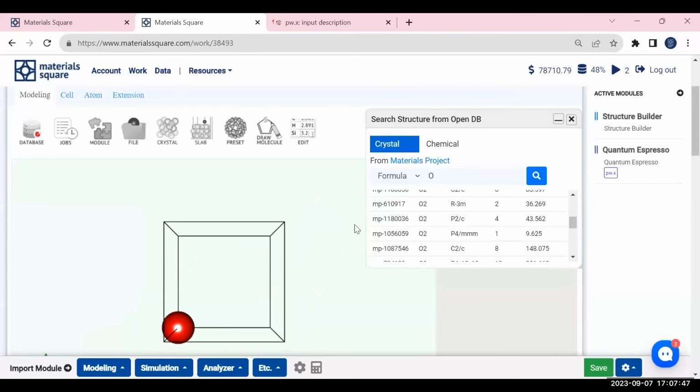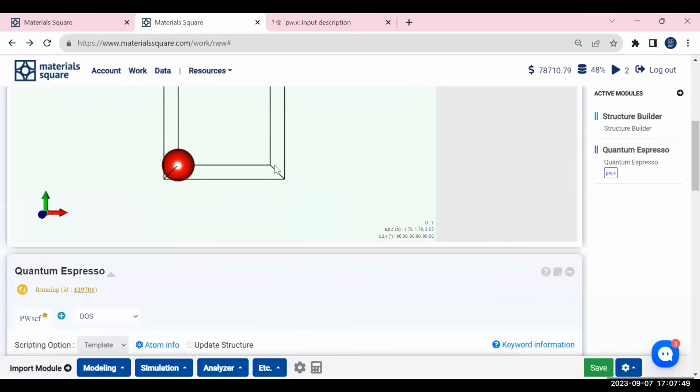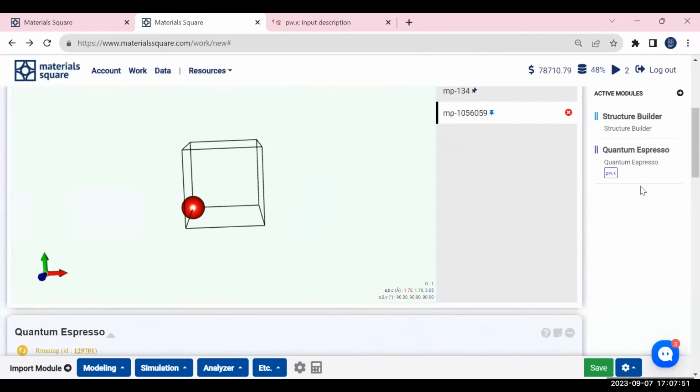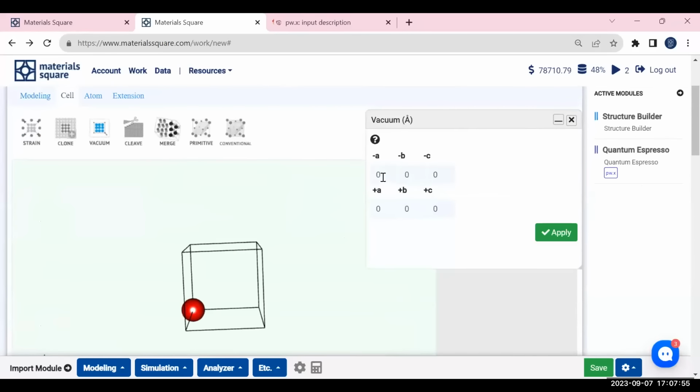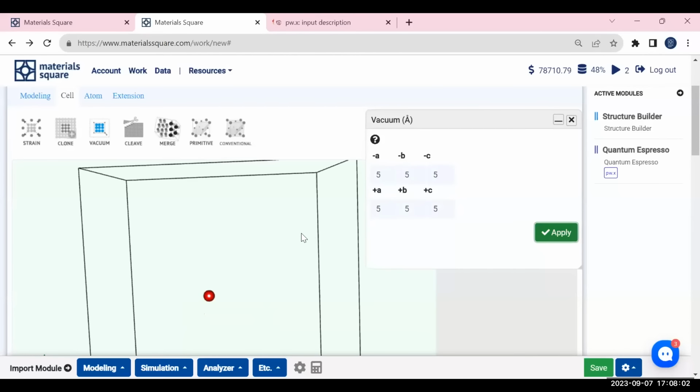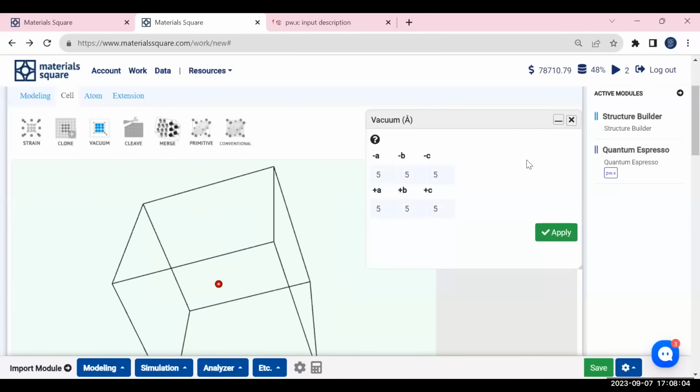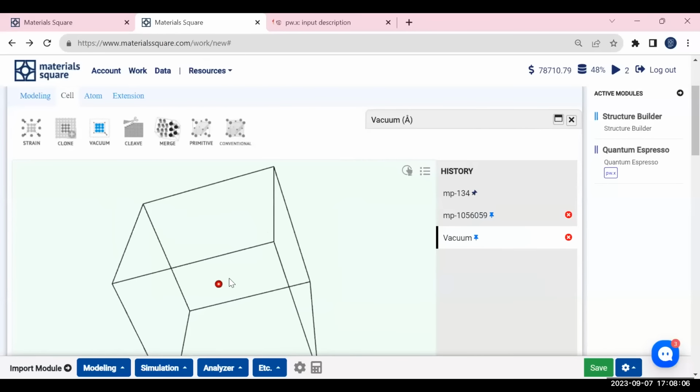Okay, I have created this single atom. Then I have introduced the vacuum around. I created the box, so it has to be 5, 5, 5, 5, 5, 5. Okay, so I have this box, but the atom is not exactly placed in the center.